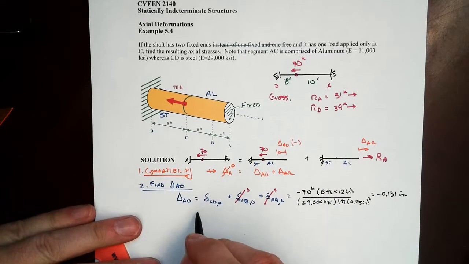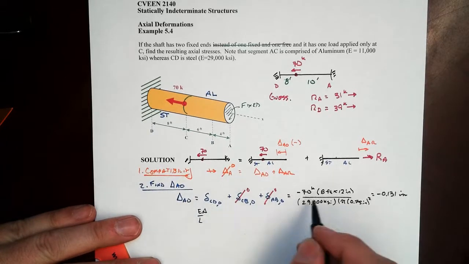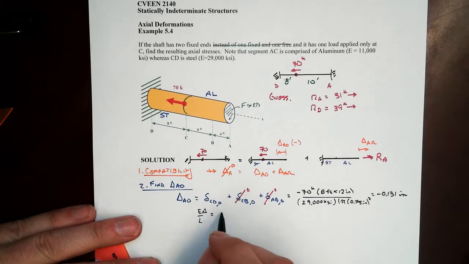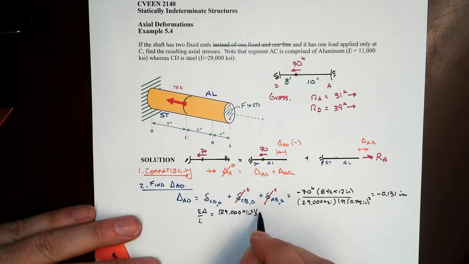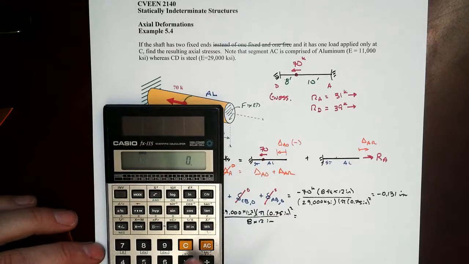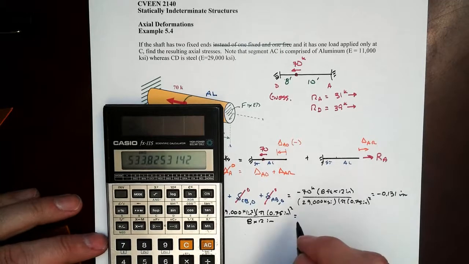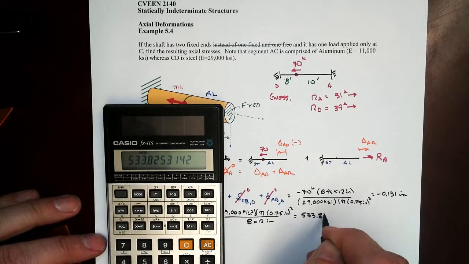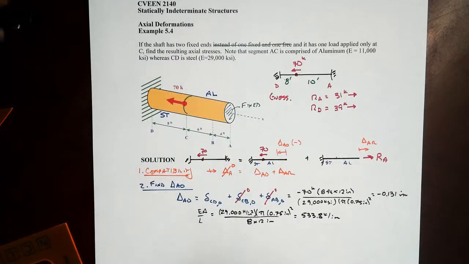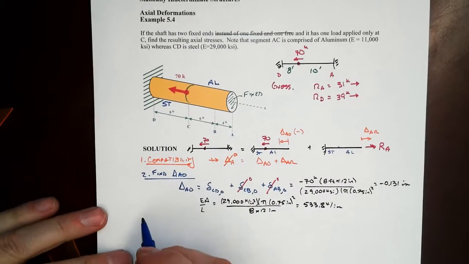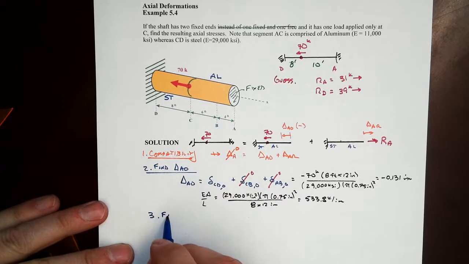Now, because I'm going to use it later, I want to go back and get the EA over L, this NL over EA. You'll only understand why when I get to the very end, why I'm going to do it that way. And that number, so that's 8 times 12 inches, or 96 inches. That's going to be 2983 times pi times 0.75 inverse squared divided by 96, and that's 533.8 kips per inch. Okay, now, again, you're not going to know why I did that until we get to the end.